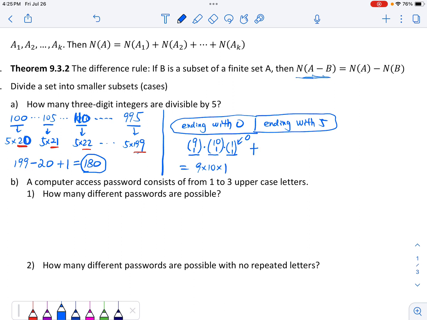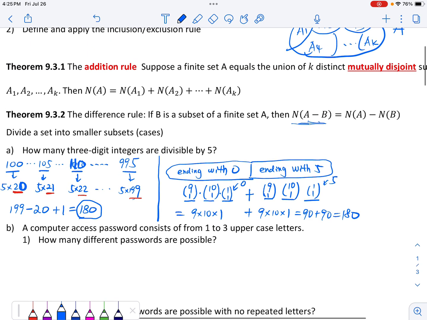Now plus, because these two are disjoint sets, according to the addition rule, I'm going to add. Ending with 5 is very similar. The last digit has to be 5, so only one way to do that. The first digit, you choose one out of the 9 numbers from 1 to 9. The tens digit, you choose any number from 0 to 9, which is 10 numbers. Therefore, 9 times 10 times 1, which is 90, plus 90, which is 180.